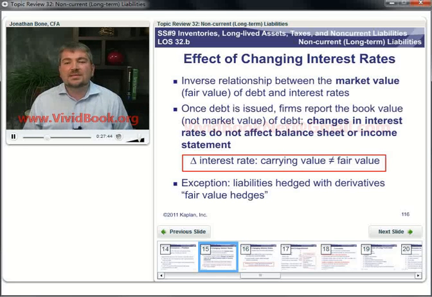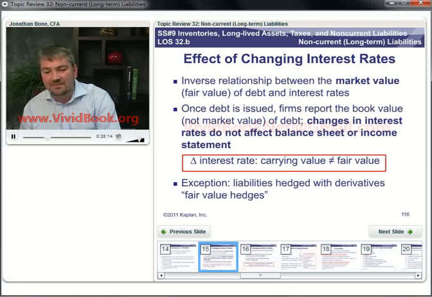So when interest rates start to change, it means the carrying value in the balance sheet will no longer equal the fair value of the bond. Now notice we've got one exception to this. If you hedge your liabilities using derivatives, the accounting rules under both US GAAP and IAS say both derivatives have to be marked to market, plus any asset or liability that they hedge. So in which case, you would actually have to record the bond at fair value in the balance sheet if it was hedged by a derivative. If not, though, the carrying value will not equal fair value.